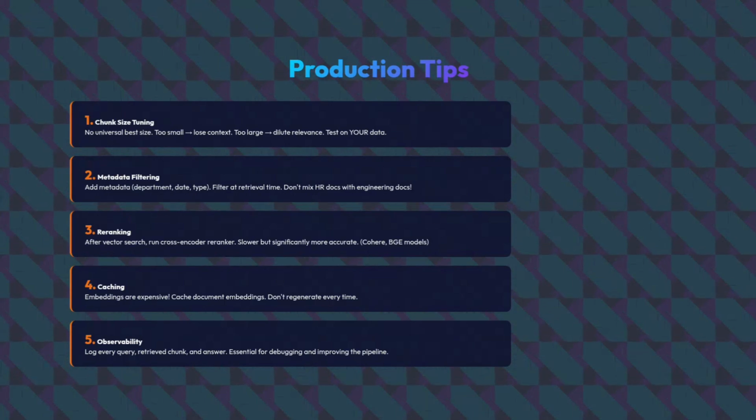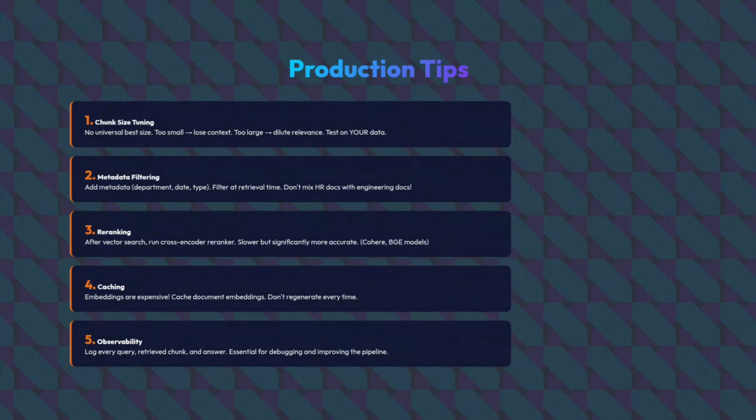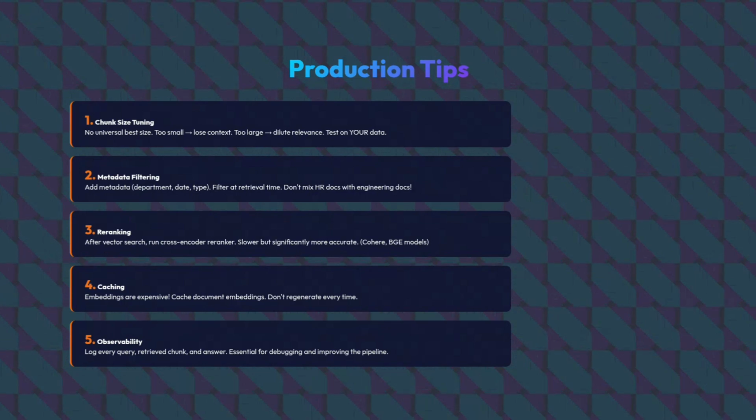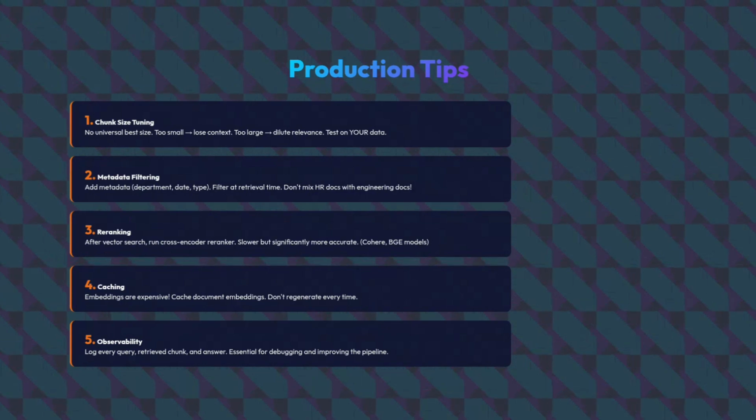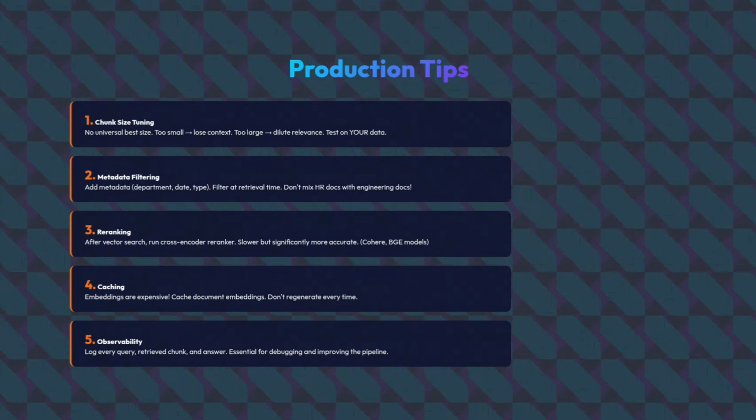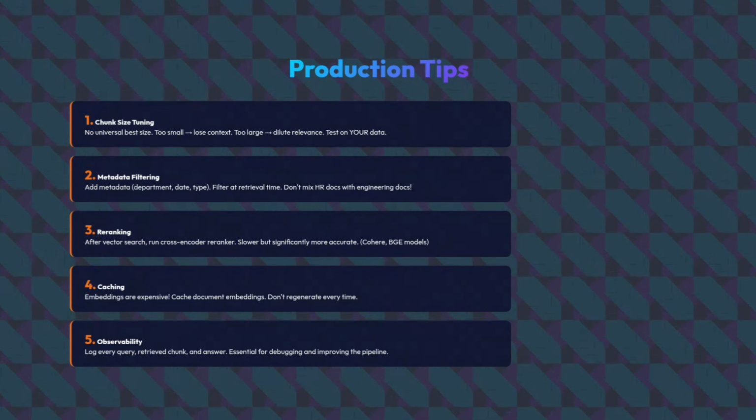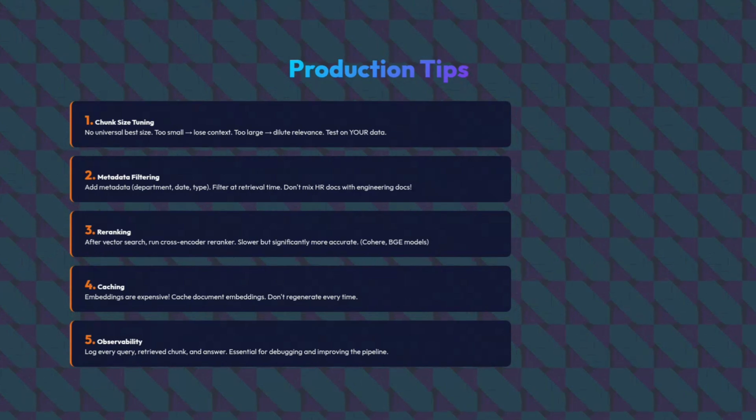Number 4, caching. Embeddings are expensive. Cache your document embeddings so you're not regenerating them every time. Number 5, observability. Log every query, retrieved chunk, and answer. You'll need this to debug failures and improve the pipeline.